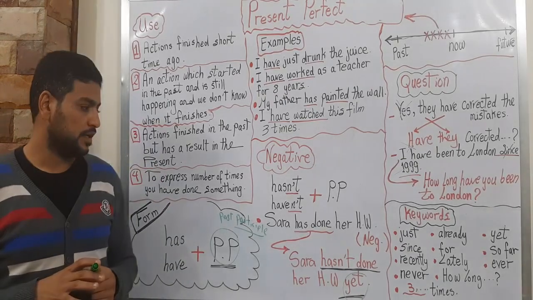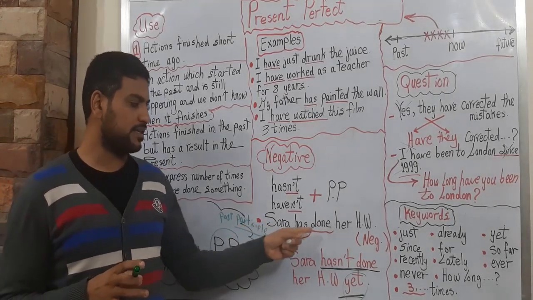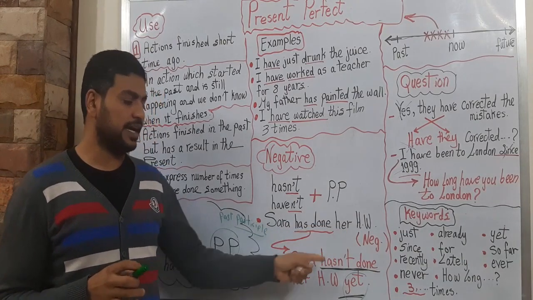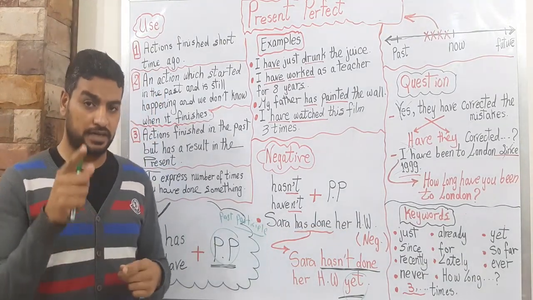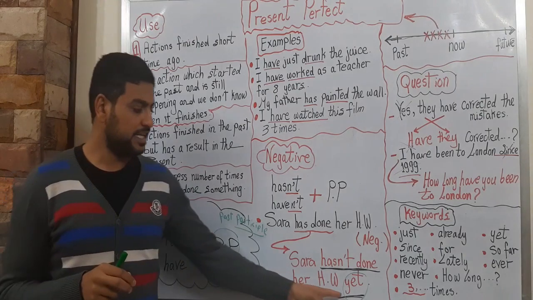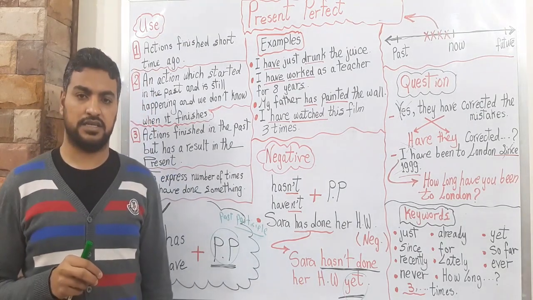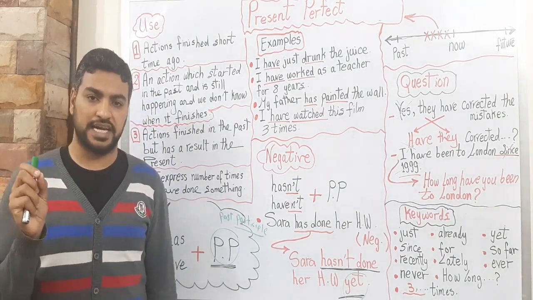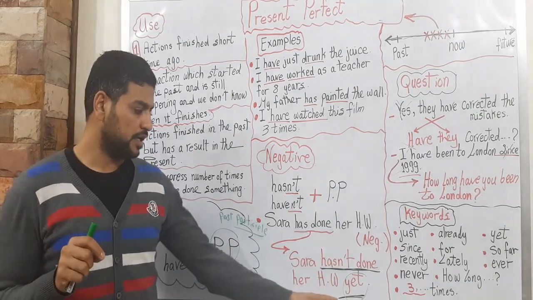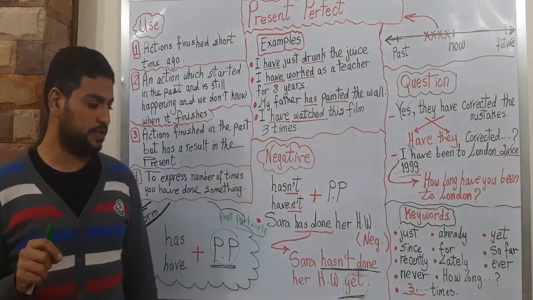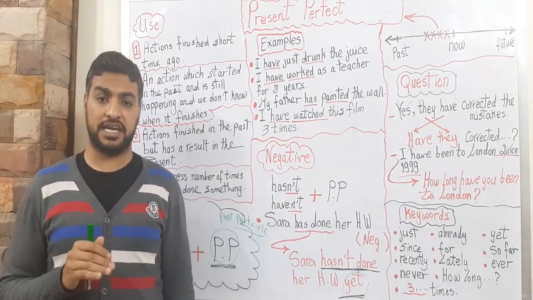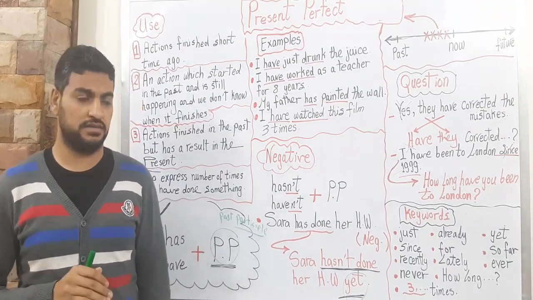Okay. So Sarah has done her homework. Sarah hasn't done her homework. We can add yet, and we cannot. Yet is a key word. It means that she hasn't finished this work. Yet is a keyword of present perfect, and it comes in the negative sentence, at the end of it.